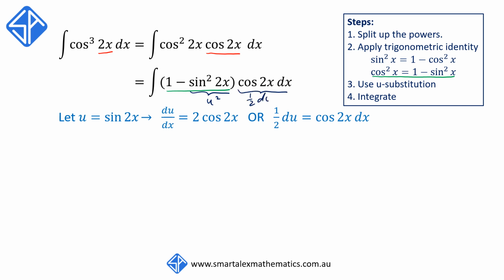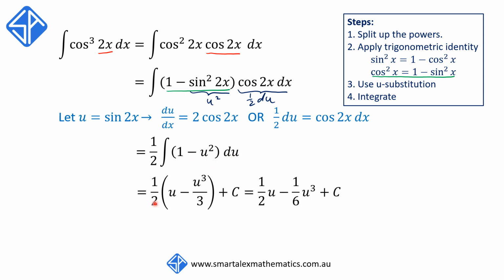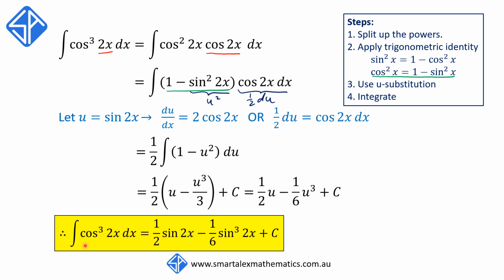a half du. So we can now rewrite our integral as a half times the integral of 1 minus u squared du, and then we just need to integrate this to get a half times u minus u cubed divided by 3 plus c. And when we expand out the half, we get half u minus 1 over 6 u cubed plus c. Then we just need to replace the u with sine 2x, so that our final answer is the integral of cos cubed 2x dx is equal to half sine 2x minus 1/6 sine cubed 2x plus c.